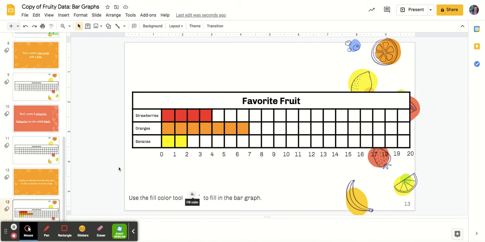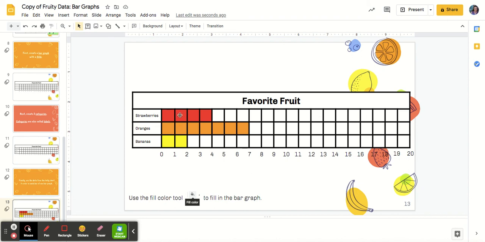So here I can compare my votes per favorite fruit. I notice that oranges have more votes than strawberries and bananas. I noticed that bananas has the fewest votes out of the 3, and that strawberries came in second place. So this is a really good way to look at all the data at once and compare them versus other categories. People will do this for favorite sports teams, maybe favorite colors, where we want to go for a field trip, favorite movies, things like that.